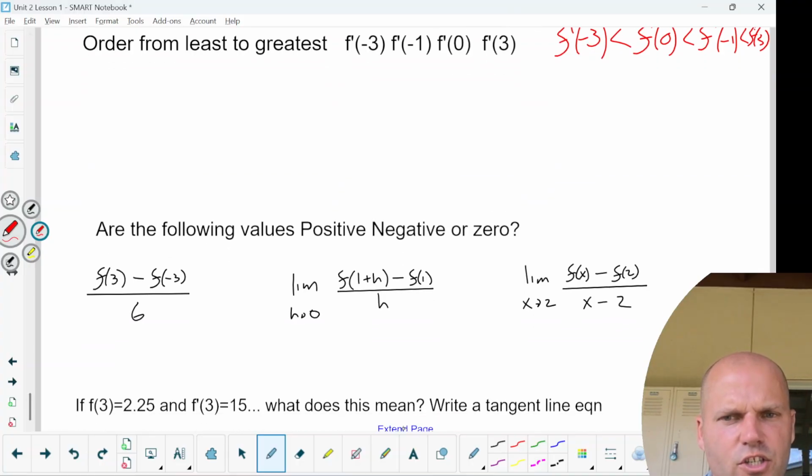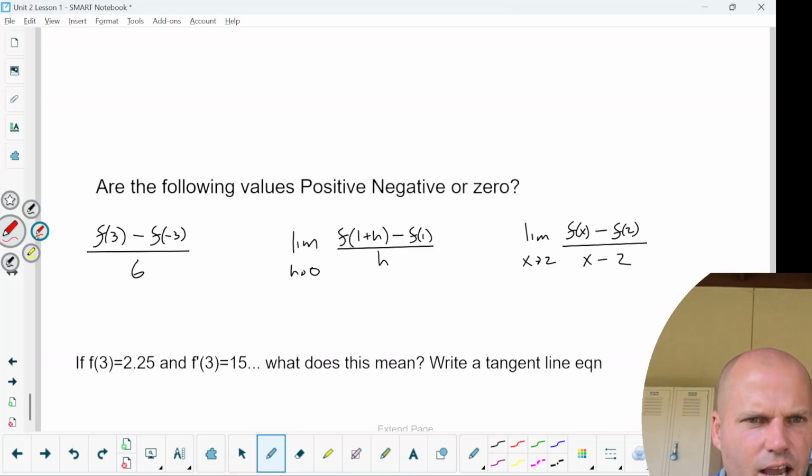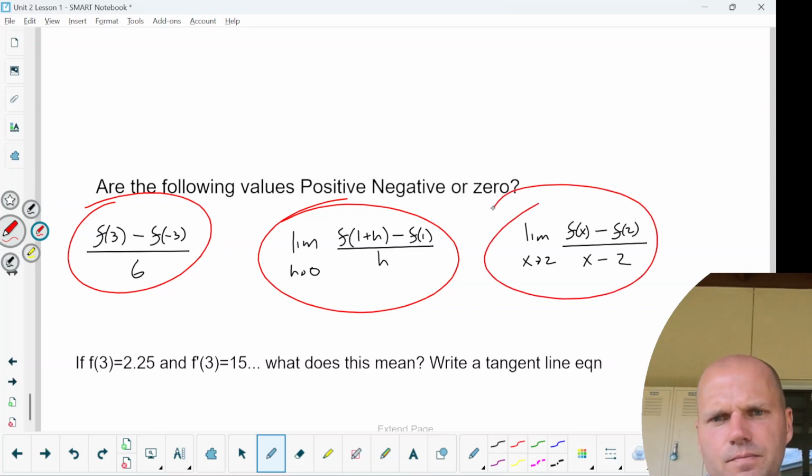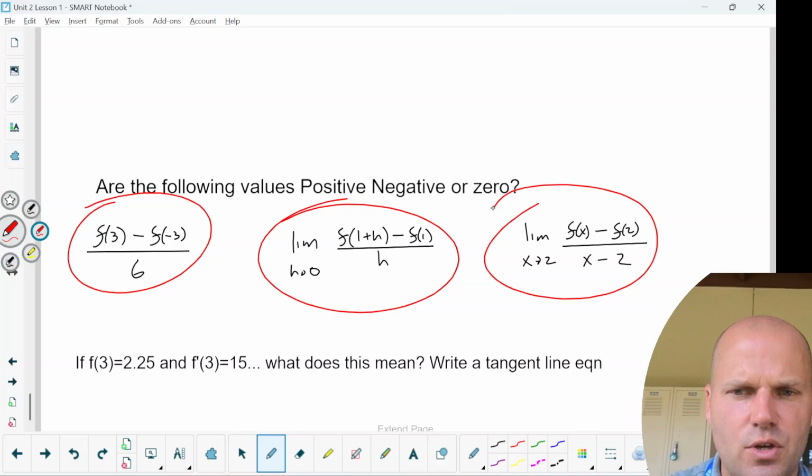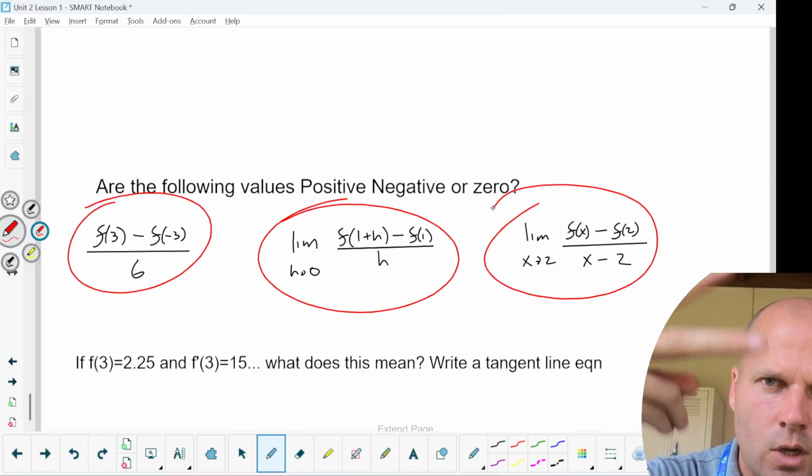And some other questions you're going to see on your homework is, hey, what is this value? What is this value? What is this value? And it's just taking the slope formula and making sure you interpret it. And I think you could do it, and you're going to see it on your homework. And this worked out. Peace.